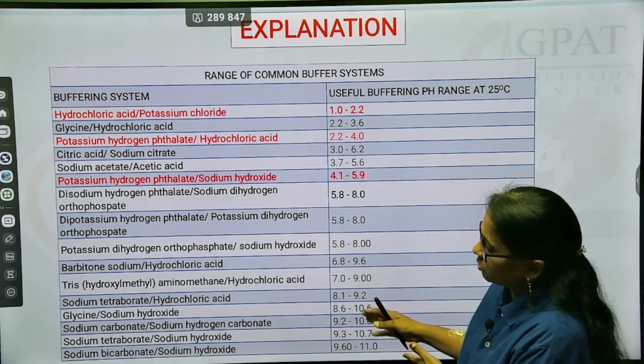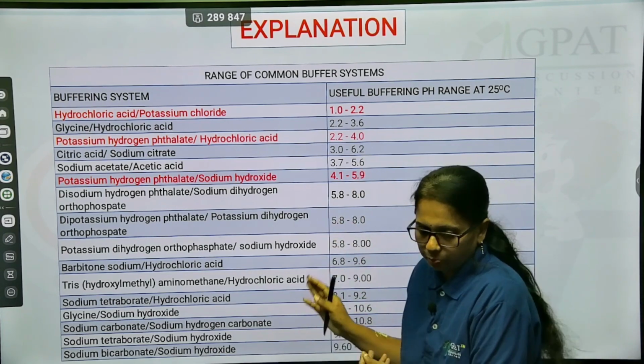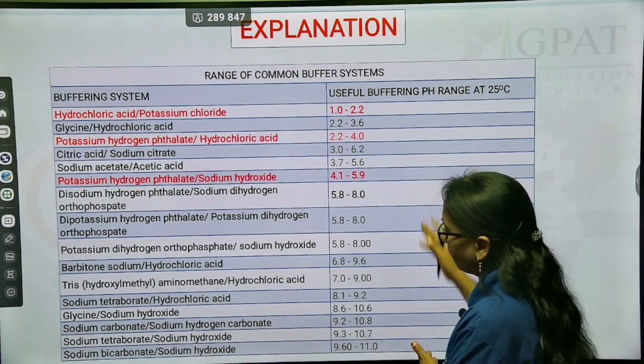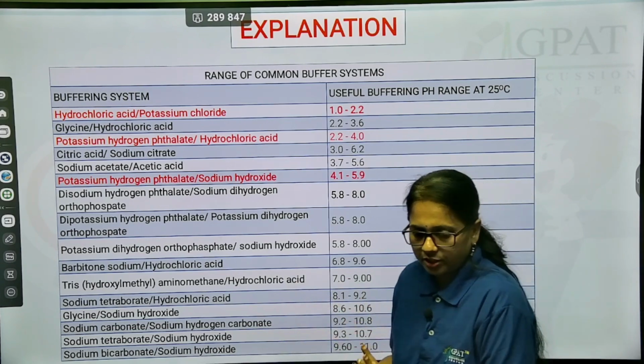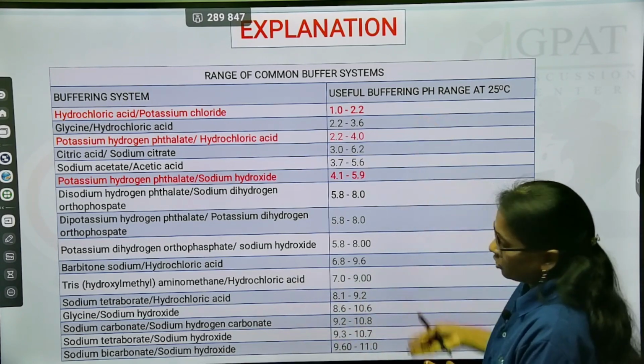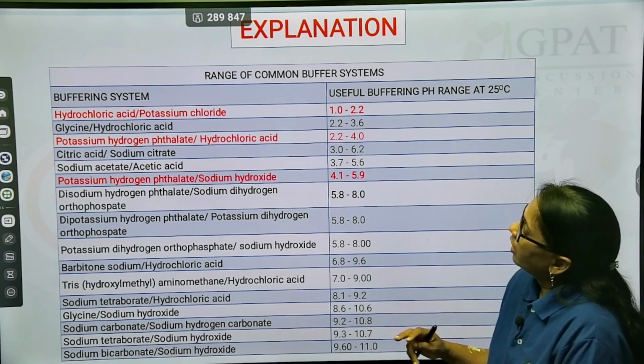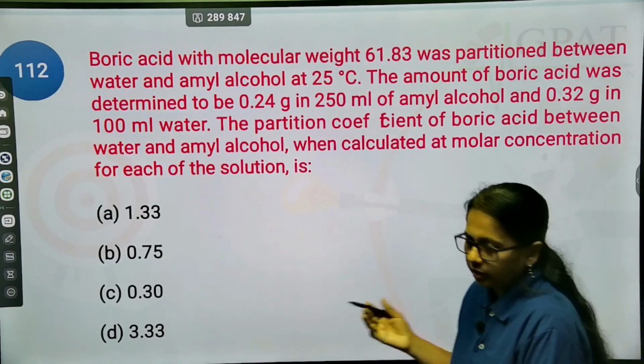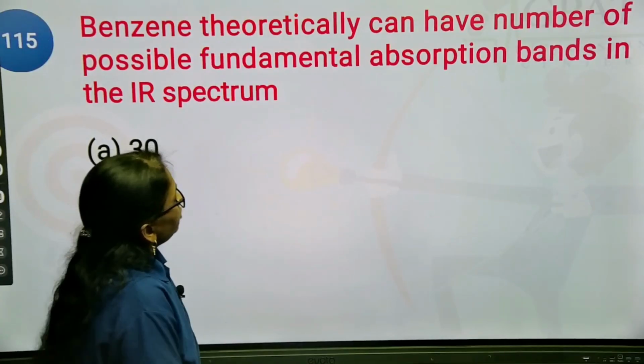And buffering systems, if you are observing, also the volumetric solutions, we can use different types of primary standard materials, but the pH ranges are also going to be very appropriate, then only you can standardize that. Okay, let us move to the next question.